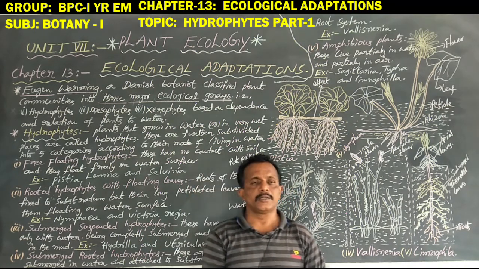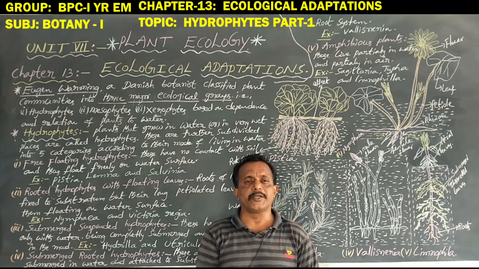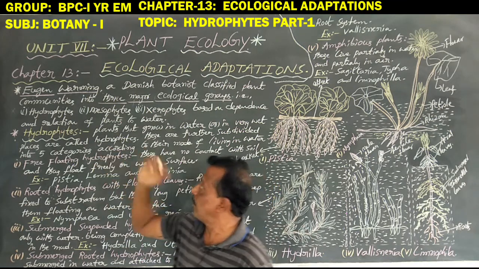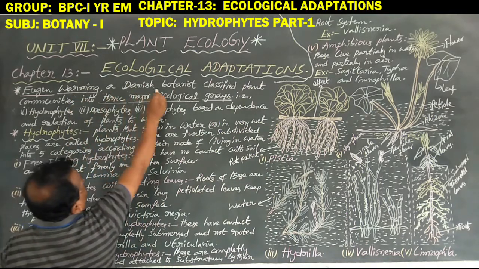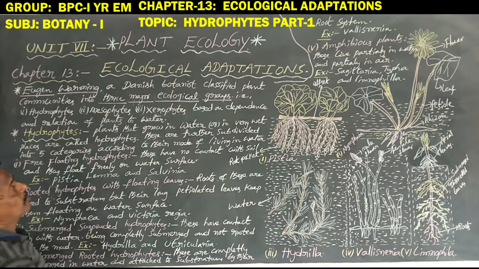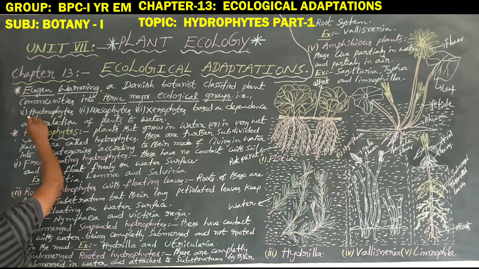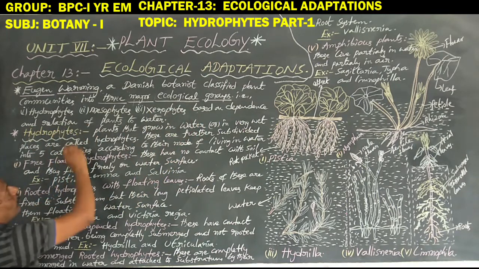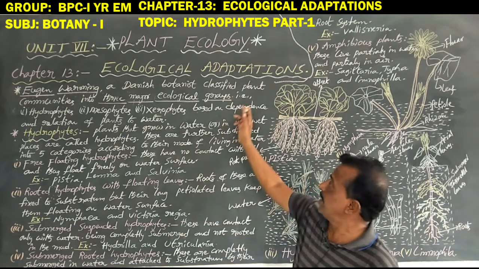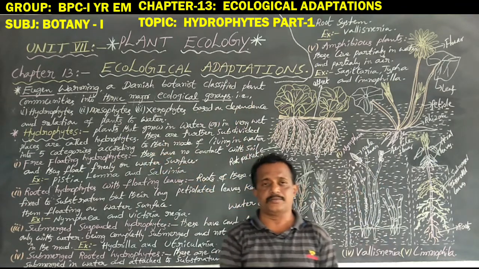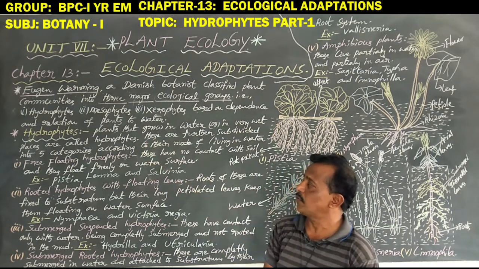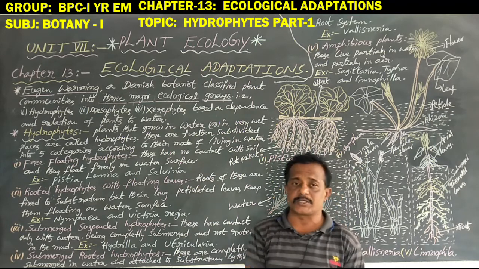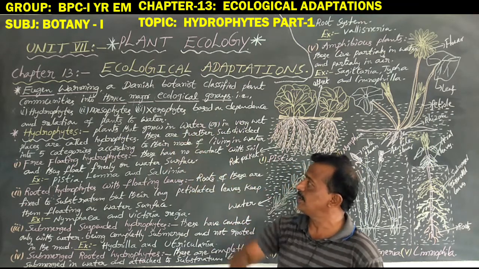Ecological plant life always depends on suitable surrounding environments. Now, Eugenius Warming, a Danish botanist, classified plant communities into three major ecological groups, that is hydrophytes, mesophytes and xerophytes, based on the relation of plants to water. Who is Warming? He classified plant communities into three major ecological groups: hydrophytes, mesophytes and xerophytes.